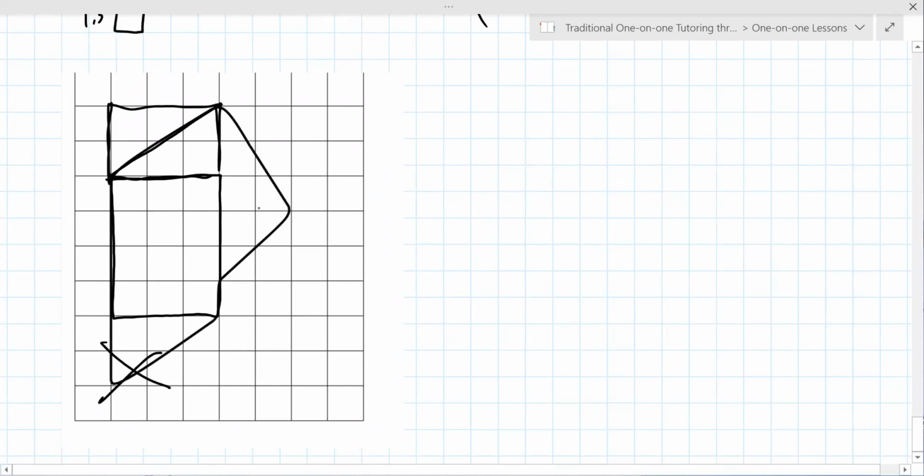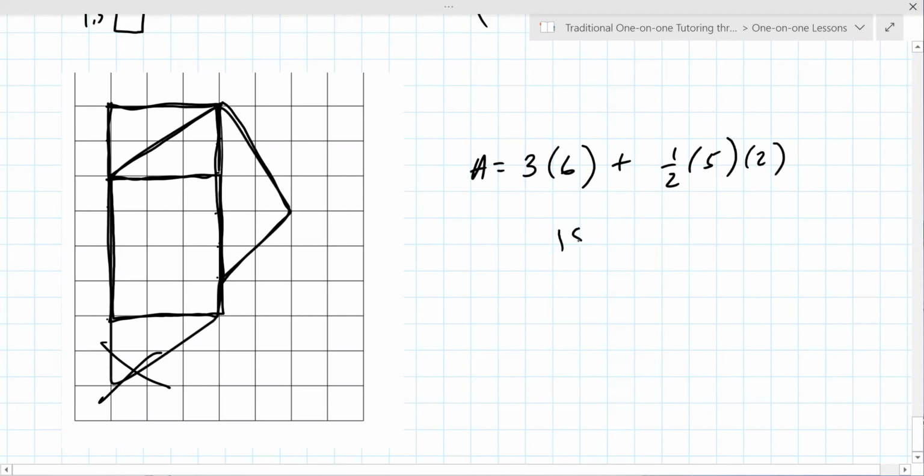And then this one on the right, we can just call it a triangle. So you've got this big rectangle here. The area is 3 times 6. Plus this triangle here. Its base is 5, and the height is, we'll call it 2. So this is 18 plus 5, about 23. That's kind of how you estimate stuff in real life.